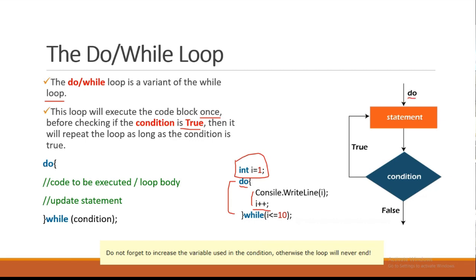If we show it with a flow chart, it will start with the do keyword, and then it will execute the statement, and then it will check the condition. If the condition is true, then it will execute the statement again. If the condition is false, then our loop will be finished and stopped, and it will continue after the do while loop. This is the do while loop that you can use in your C# code.